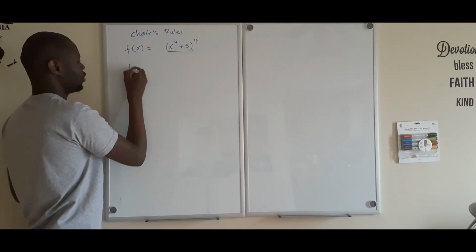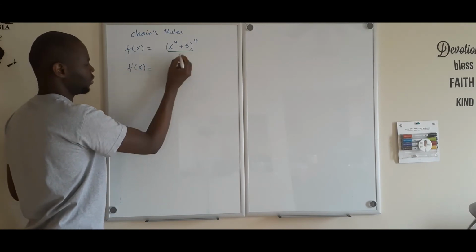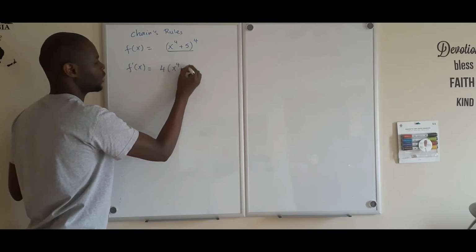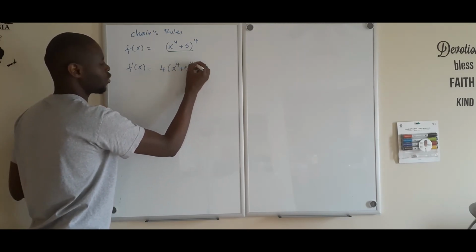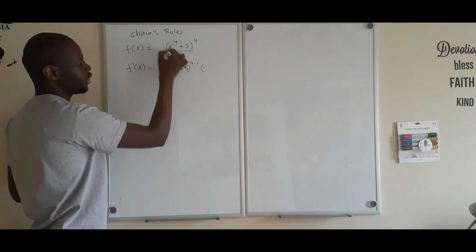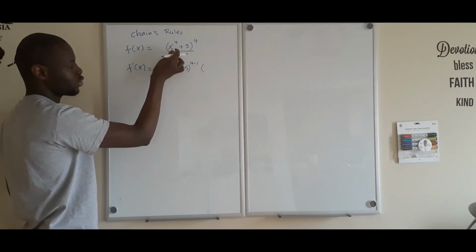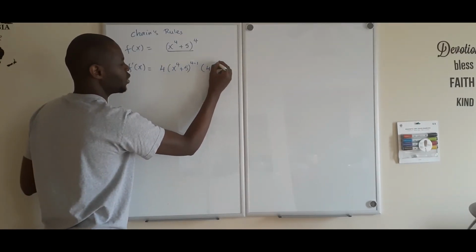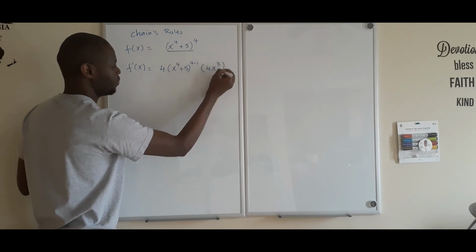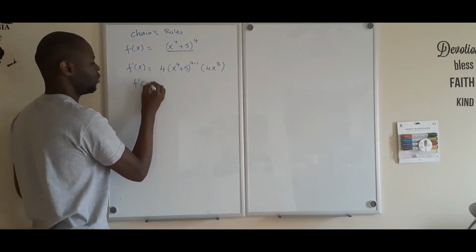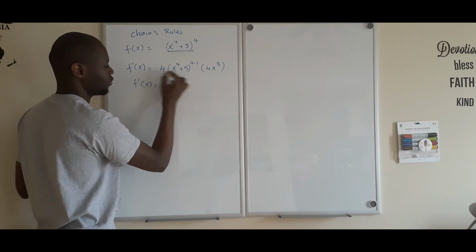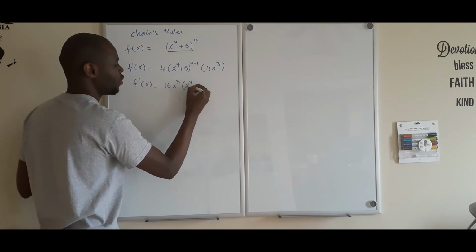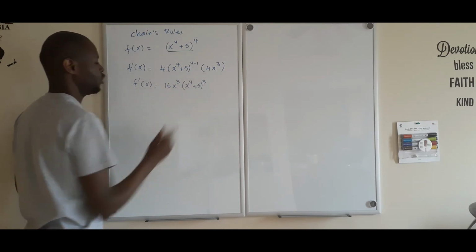So first thing we do, f prime of x, we apply the power rule. So power down times x squared plus 5 to the power 4 minus 1, multiplied by the derivative of the inside. You can see the derivative of this one is another power rule within itself. So that would be 2x, and the derivative of a constant is 0. So f prime of x will equal 4 times 2x times x squared plus 5 cubed.